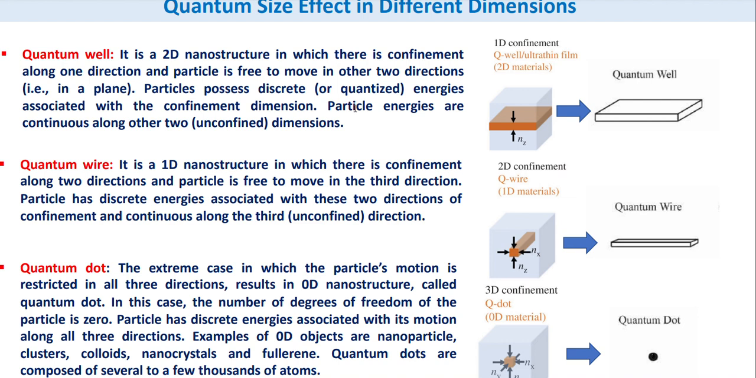The quantum dot is also known as the zero-D nanostructure. In this case, the number of degrees of freedom of the particle is zero. The particle has discrete energies associated with its motion along all three directions. Examples of these are nanoparticle clusters, colloids, gold nanoparticles, CdS, CdSe, CdTe, and fullerenes.